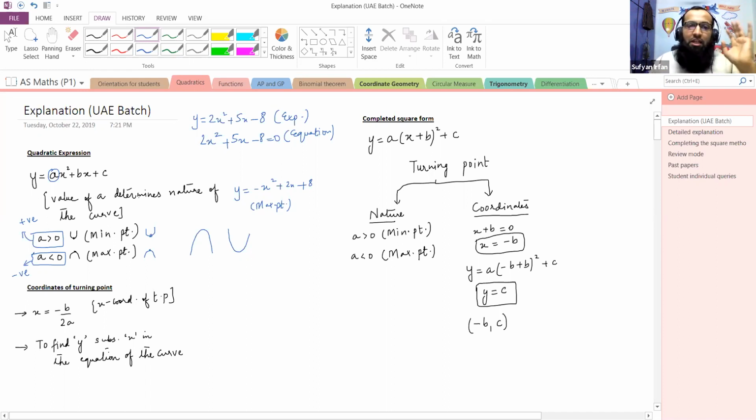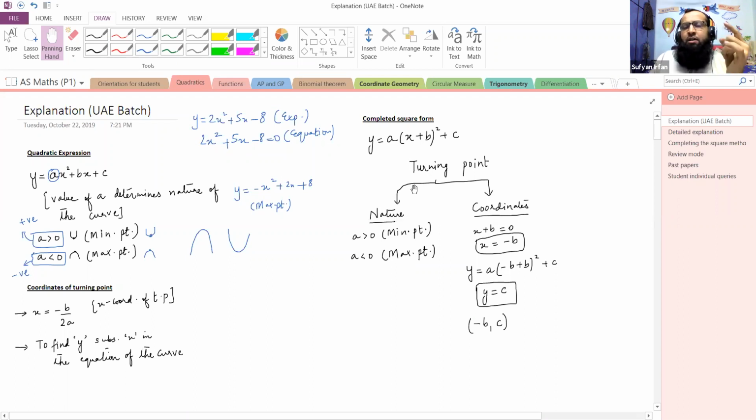So in the first category of quadratics, the quadratic expressions, our objective is to determine the coordinates of turning point and to determine the nature. There are two aspects of turning point. One of them is coordinates and the other is nature.